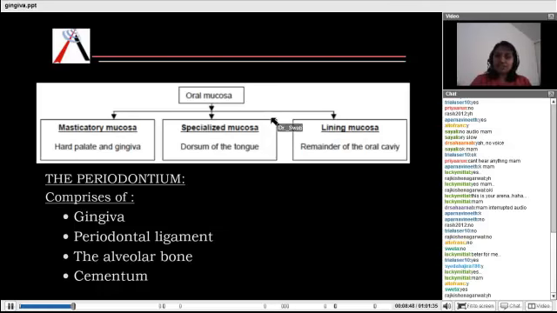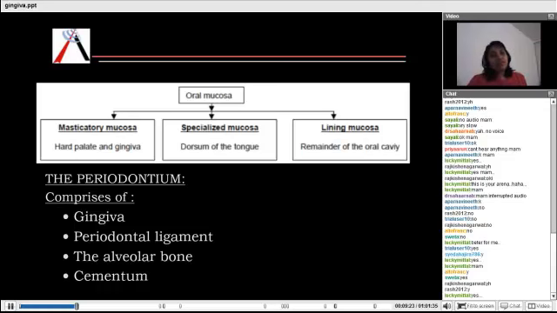Masticatory, the hard palate and gingiva, wherein we have the lining of keratinized epithelium, which is very much adapted to bear stress. Specialized has some specialized function, like we have in the tongue, a special function of taste. Then we have the lining mucosa, which is all the rest of the cavity, wherein we do have the epithelium, but it's usually non-keratinized and not so adapted to stress. Right? So you all know these things, nothing great in that. Still let the chat box be ticking, so that I know I can move on quickly with these things.